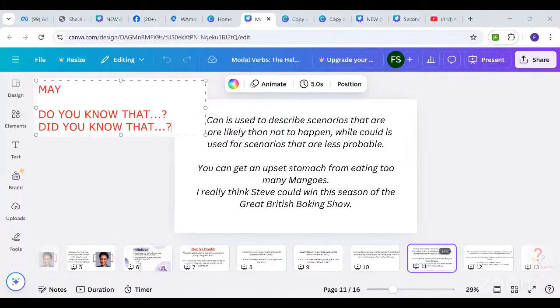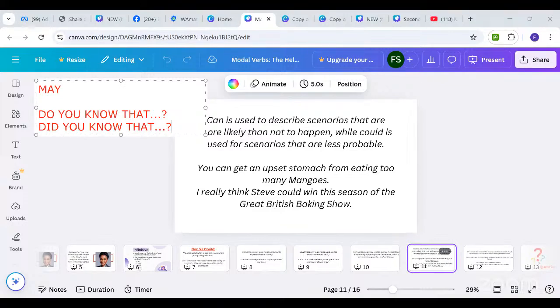But then when we use them, when we talk about speculations, we use might for unlikely situations, while we use may for likely situations. Now, when it comes to asking questions as well, may is preferred in formal situations. Now, in asking questions as well, we could also use could to ask questions.